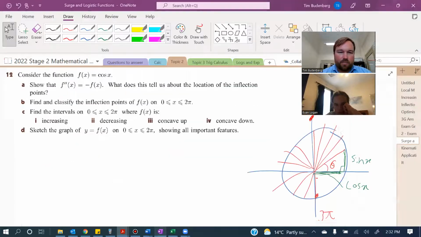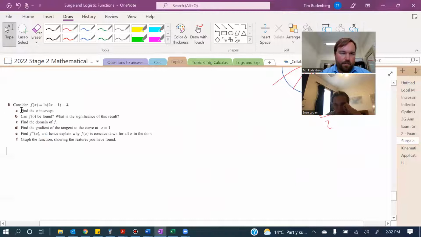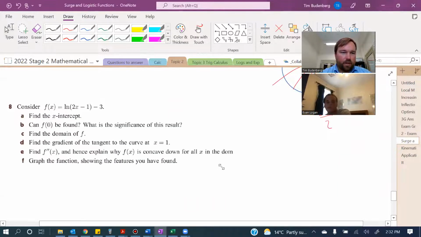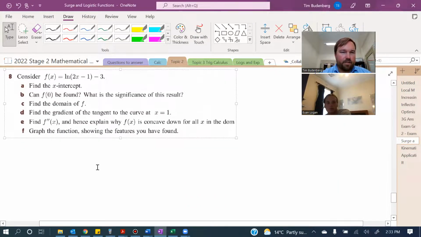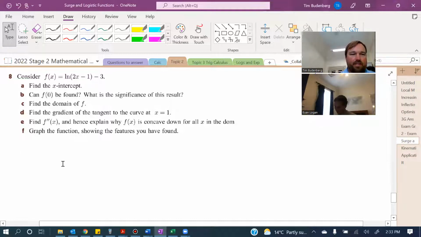What was I thinking? All right, so 11. No, 8. Have you found the x-intercept? I don't know, this was a long time ago. All right, let's find the x-intercept. The x-intercept happens when f of x is 0. So you've really got 0 equals ln of 2x take 1, minus 3.